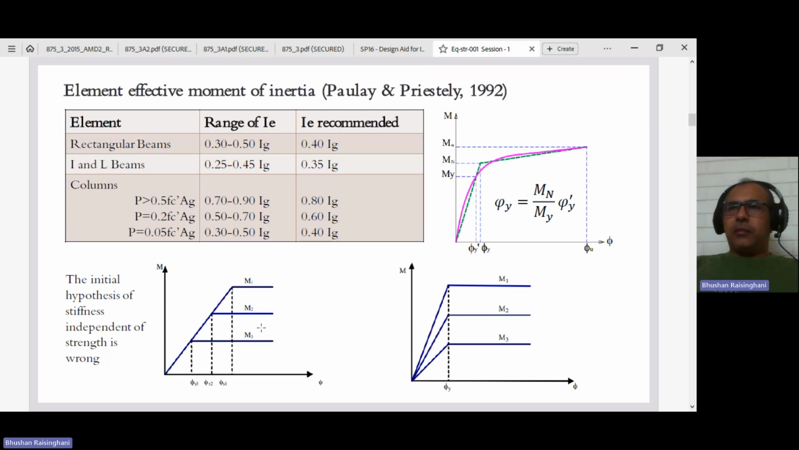So stiffness keeps on changing based on the force applied. That is relevant from the two graphs that are visible. 5i is constant. Your initial line keeps on shifting downwards from M1, M2 to M3. So this shows that stiffness is not independent of the strength.